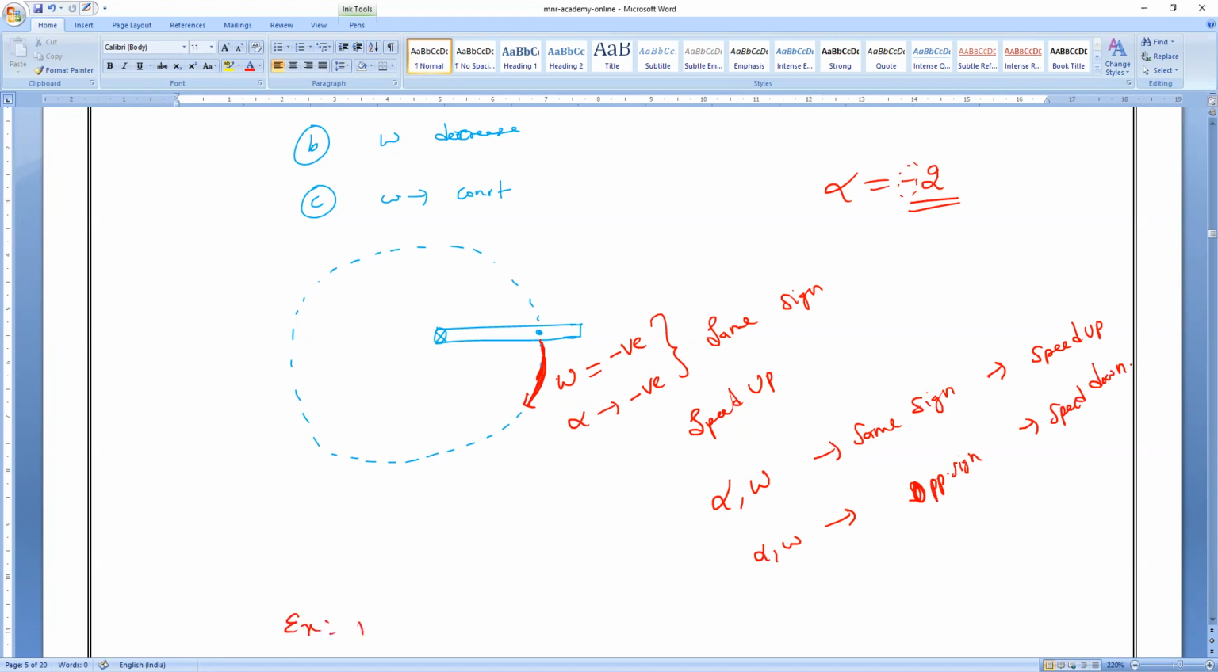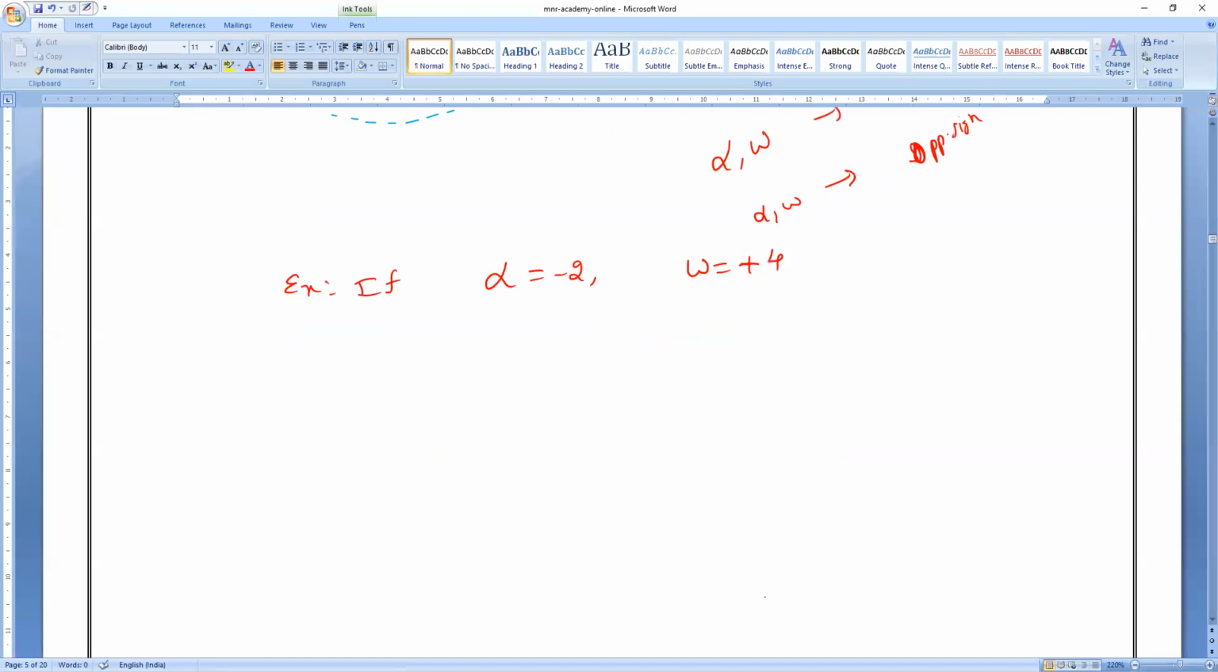So for example, if alpha is equal to -2 and omega is equal to +4, now you tell me, speed up or speed down? Both are opposite sign. So it will be speed down, and the body's magnitude of velocity will decrease. If both are the same sign, the magnitude of velocity increases. If both are opposite sign, it decreases. That is what you have to remember. I hope everybody understands.